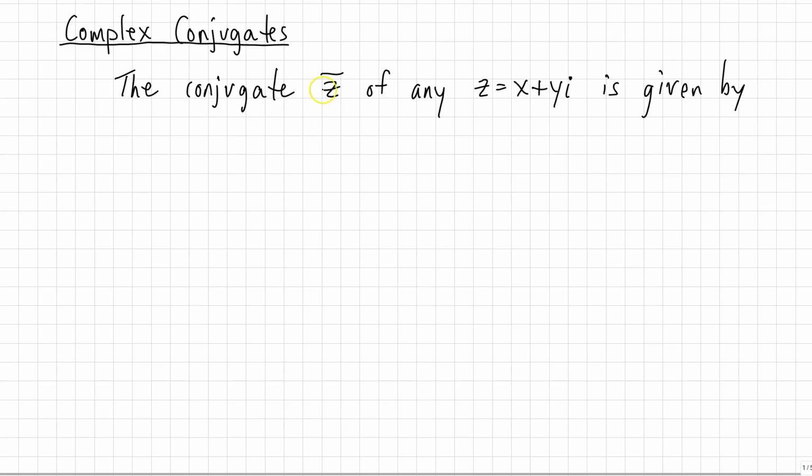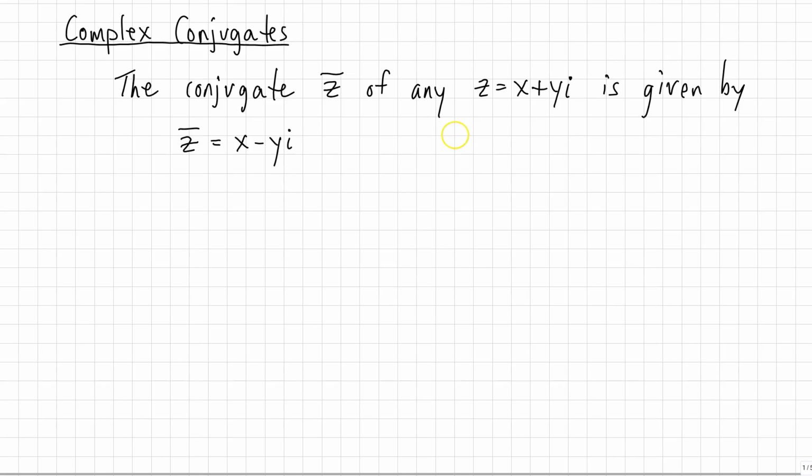Well, the conjugate z bar, which would be our notation for the conjugate, of any z that's equal to x plus yi will be given by x minus yi. So remember, minus really just means opposite. So whatever y is for the complex number z, its conjugate will have the opposite imaginary part. So notice the real parts are exactly the same and the imaginary parts are opposites of each other.